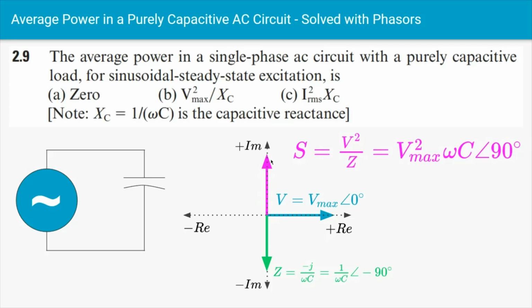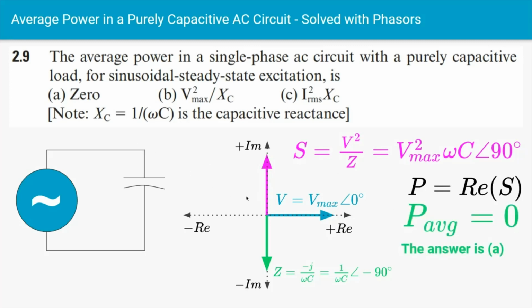So we can see that there's no component of this phasor that goes in the real negative or positive direction. And what is power but the real part of apparent power? So what's the real power in this angle, or in this phasor? Well, there's no part that's real, right? We have our real axes on the left and right. There's no part of this phasor that's real. So P average is going to be 0, and the answer is A.